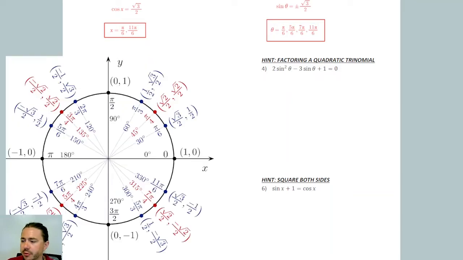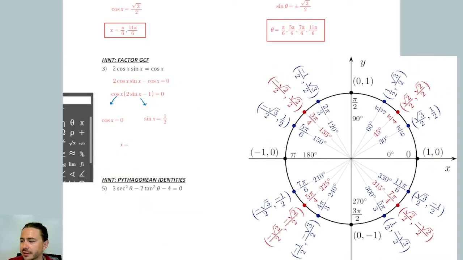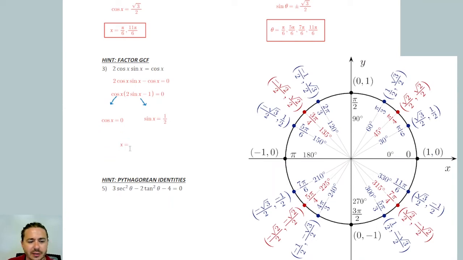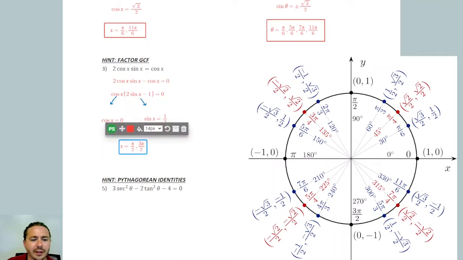If it helps, I'll bring up the unit circle. Of course, now it's in the way. It's always getting in the way. So for cosine to be 0, you would need to be at either pi over 2 or 3 pi over 2. And then sine is equal to 1/2 at, let's see here, pi over 6. And I think the other one's 5 pi over 6, yep.